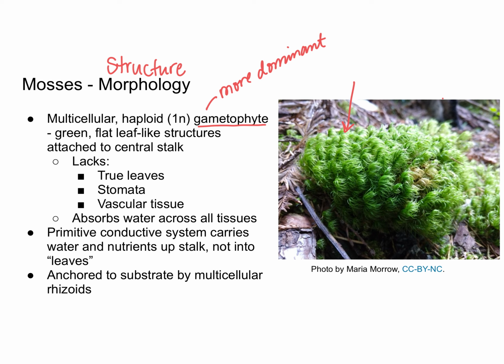Mosses do have a primitive conduction system that helps to carry water and nutrients up the stalk, but remember that they don't have true leaves and they don't have true vascular tissue either. They are anchored to the substrate by multicellular rhizoids. And remember that rhizoids are anchoring structures that are similar to roots, but they do not have the vascular tissue, so they are not true roots. And these rhizoids are also what help to prevent or reduce soil erosion.